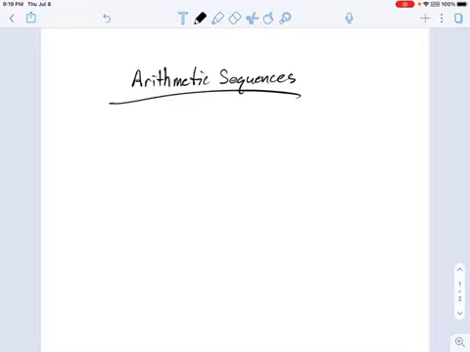So we're starting to talk about arithmetic sequences. And what these are is they're sequences of numbers that are special. And I'll just give you a regular old sequence. There's nothing special about this one.